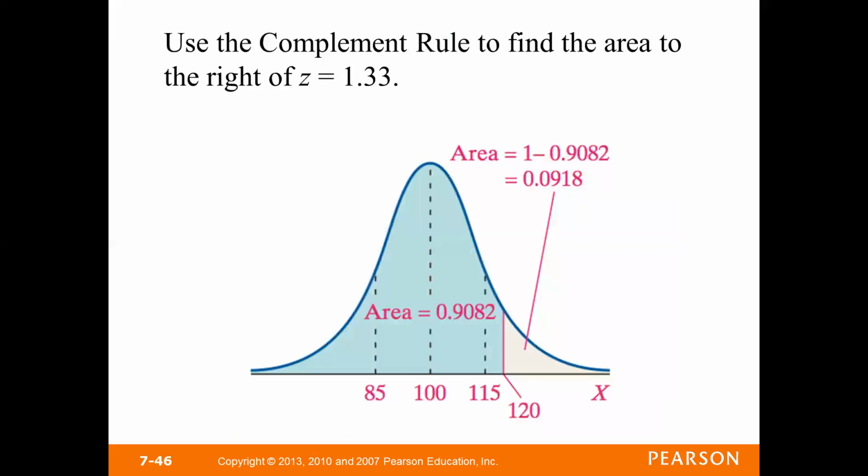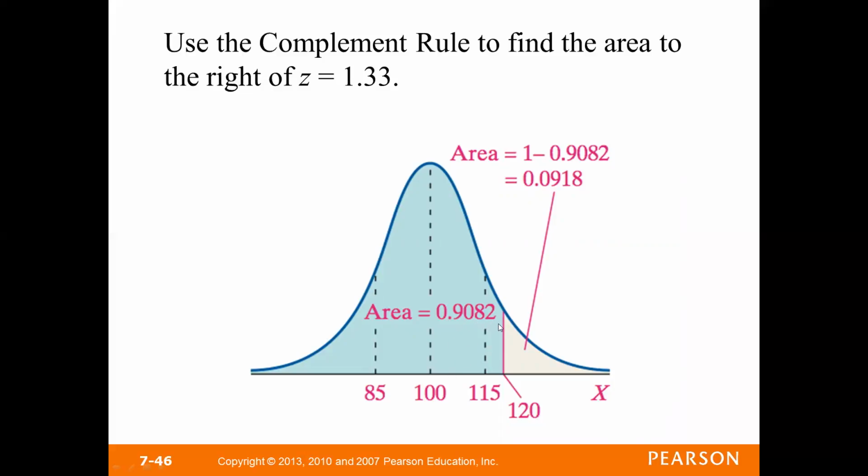So what that means is that if I were to draw this curve, I've got my 100 as my mean, and my step sizes are 15, and I put 120 on there. If I shade to the left of that line, 120, the shaded region represents 90.82% of the area under the curve. So in other words, a score of 120 is at the 90.82 percentile of the distribution.